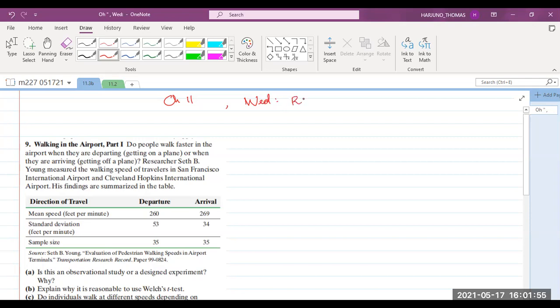So on this Wednesday, we will do review for test 4. Today we finish up chapter 11. And then Wednesday we do review for test 4, because next Wednesday we'll have test 4. Now, next Monday we will do linear regression, which will not be in test 4, but it will be in your final, only in your final.